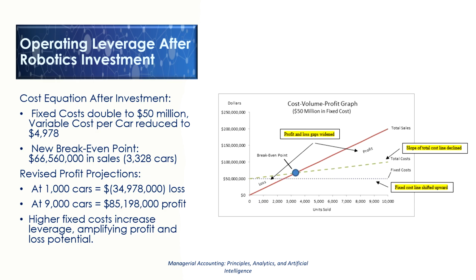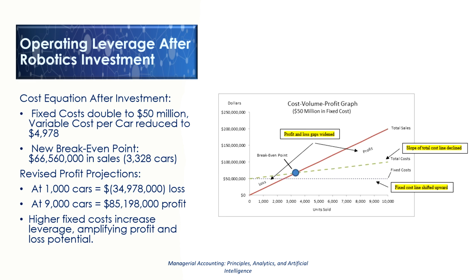$4,978. We have a new break-even point of $66 million, or 3,328 cars. That break-even point has increased because our fixed costs are now higher.